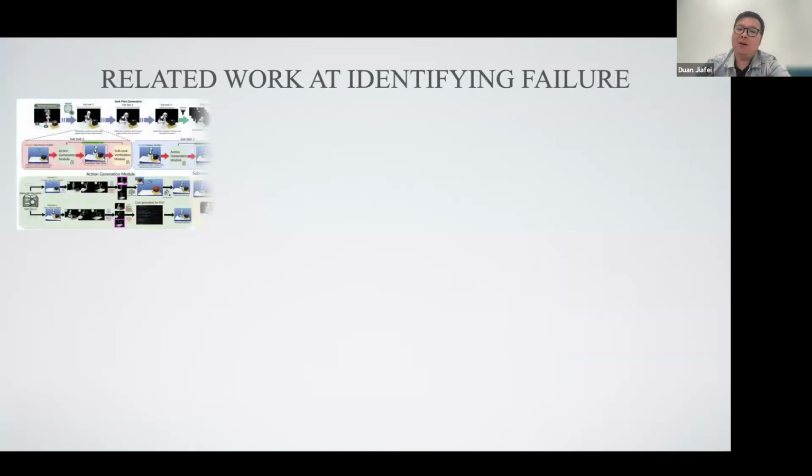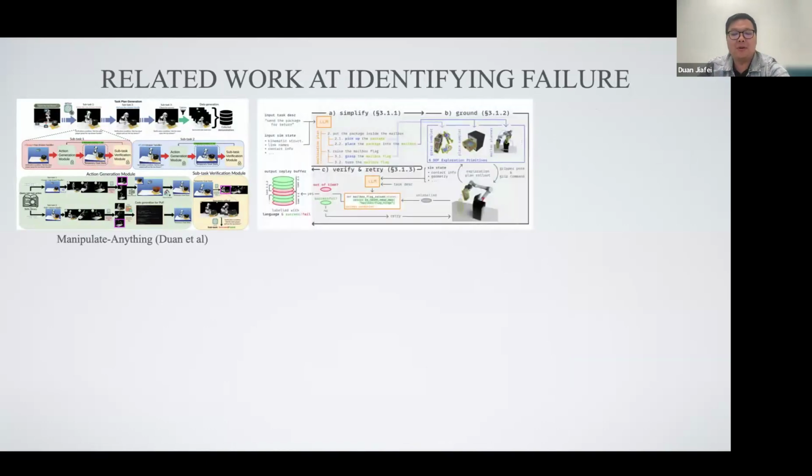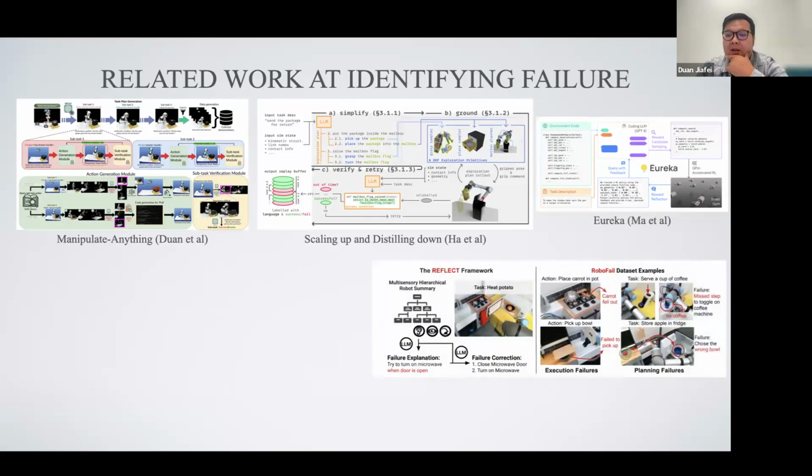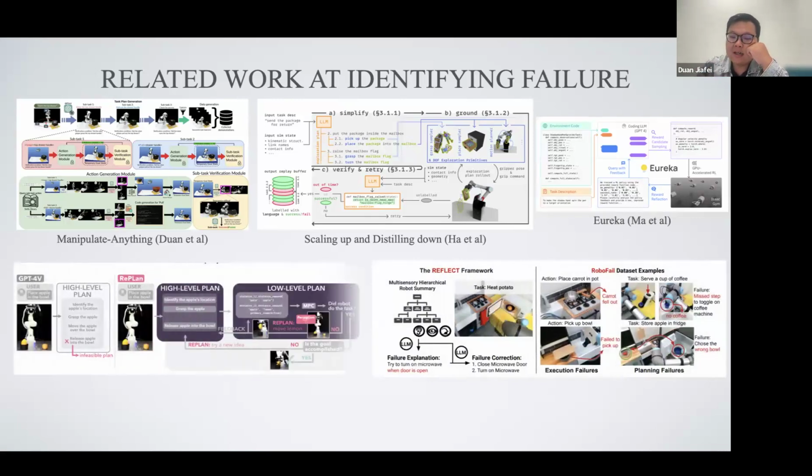Here is some of the related work in identifying failures. Manipulate-Anything has a recovery mechanism, which uses a VLM to identify failures. Scaling and Distilling Down also uses language models to identify failures based on the state information. Eureka is a well-known work that has a reflection mechanism, which reflects on the reward that you obtain based on the initial sample, and uses that as a feedback mechanism to improve the LLM-generated dense reward function. Reflect is a really well-known work that uses a scene graph setting to predict what went wrong in a robotics context, and another work is Replan.